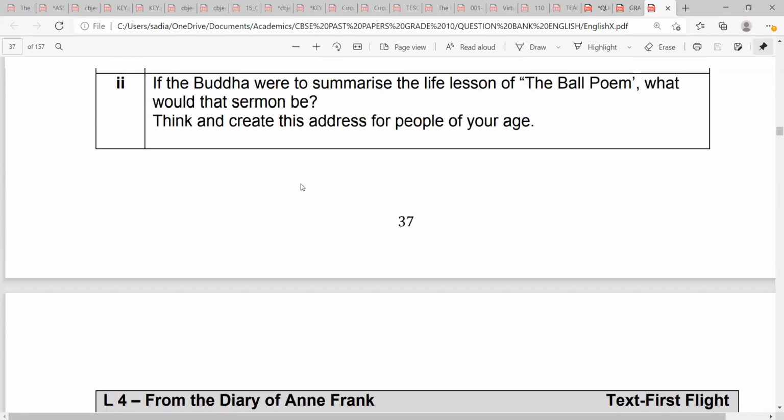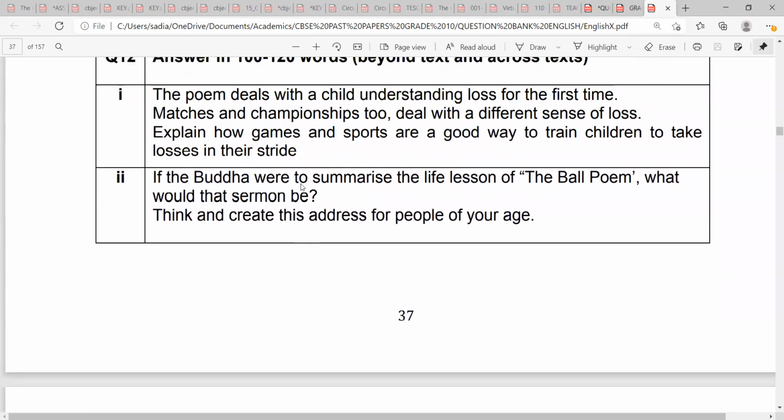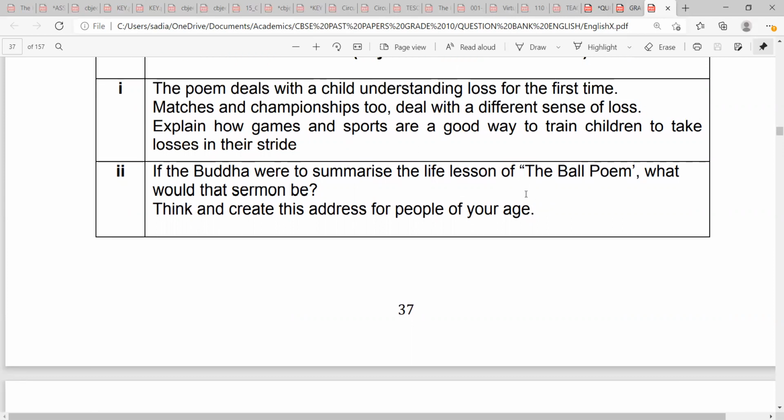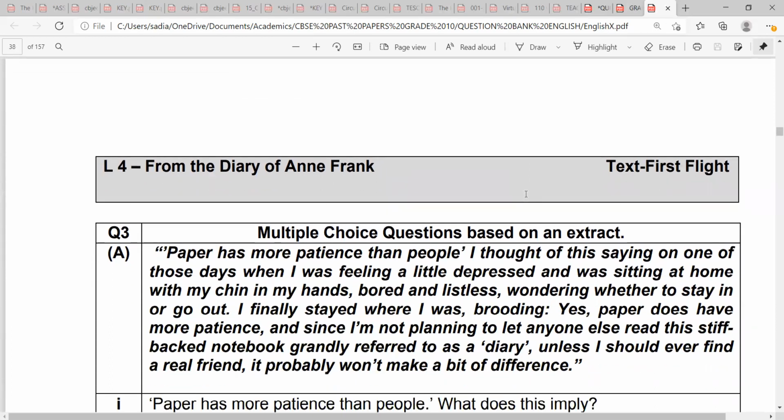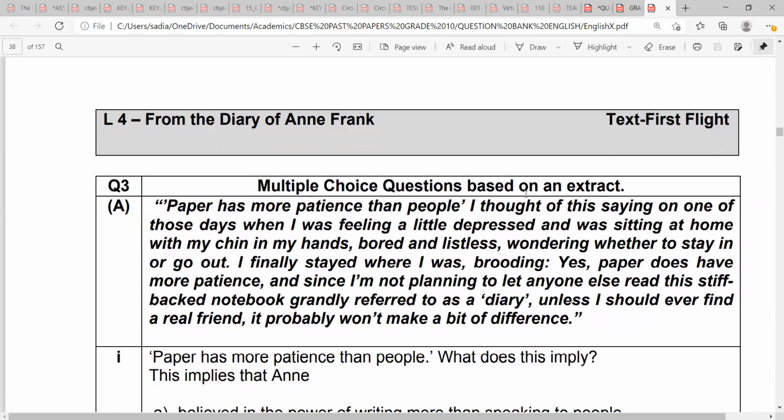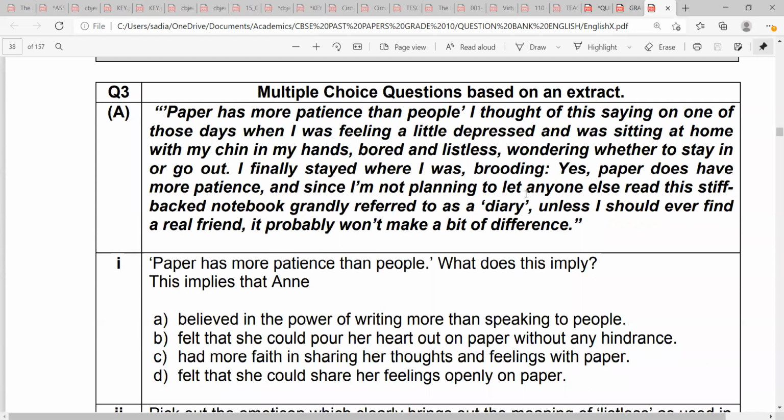And you can see some element of comparison, the and the ball poem. Next is from the diary of Anne Frank. This is again from the first flight. Read the text and answer the questions.